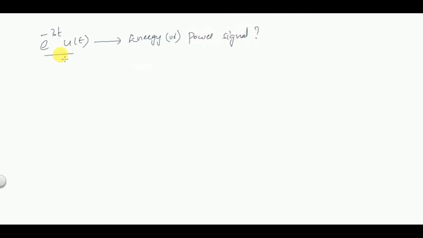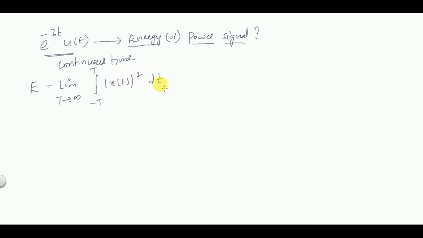Okay, so you are given a signal and you are asked to find whether the given signal is an energy or power signal. Generally this type of question will be asked. So e power minus 3t into u of t. Since it is a continuous time signal, I am taking the energy formula for a continuous time signal, which is given by limit as T tends to infinity, integral from minus T to T, mod x of t whole square dt.